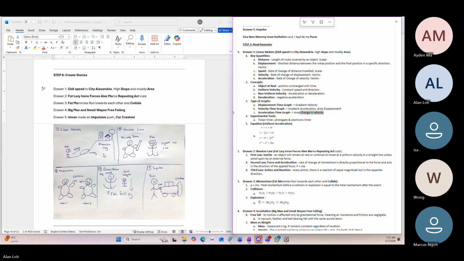So this very simple story and this very simple drawing helps you to remember, to anchor your brain into drawer number 1, right?